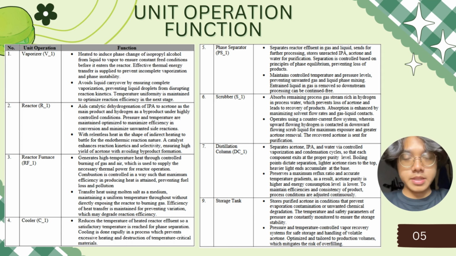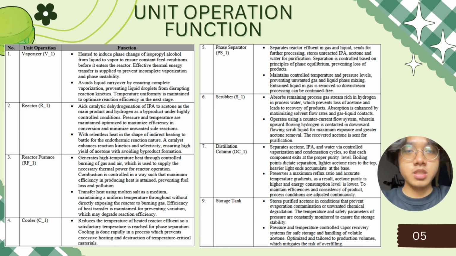Hello, my name is Muhammad Dan Shaikal and now I'll be continuing with the function of each unit operation. Firstly, the vaporizer: the function is to heat IPA to vaporize it, ensuring a uniform feed for the reactor. Secondly, the reactor: the function is to convert IPA to acetone and hydrogen under controlled conditions. Thirdly, the reactor furnace: the function is to generate high temperature heat via combustion and transfer it by molten salt. Next, the cooler: the function is to lower the reactor effluent temperature for effective phase separation.